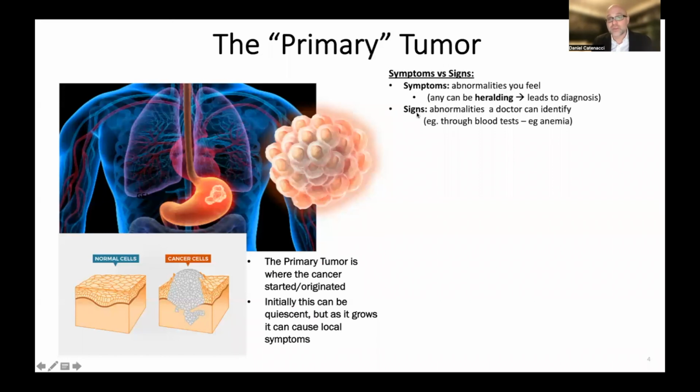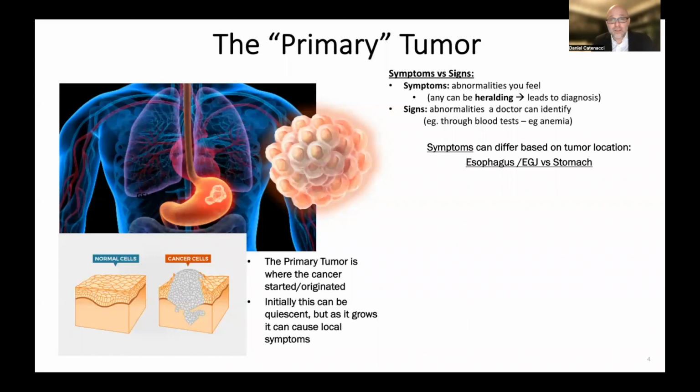As opposed to a sign, which is an abnormality that a doctor can perceive or identify, often through tests like a blood test, looking and finding the sign of anemia. So some semantics there. We'll be focusing really on symptoms, but I'll show you some signs that are a consequence of the cancer and often lead to the symptoms.